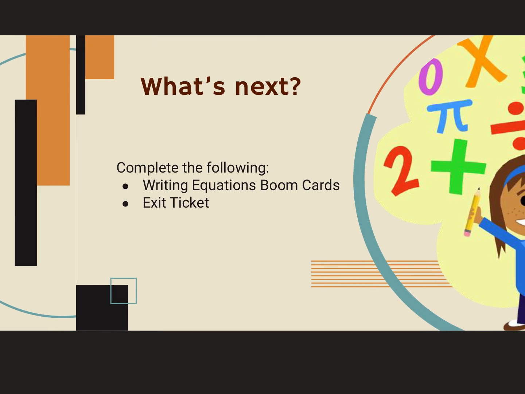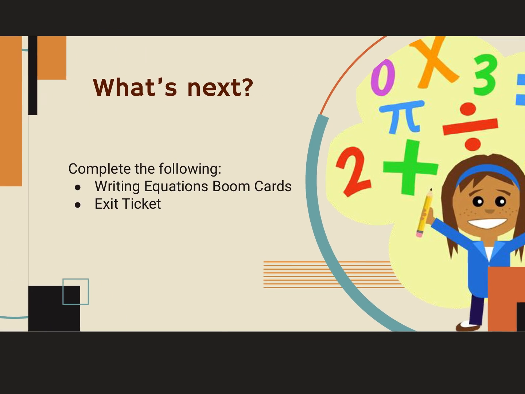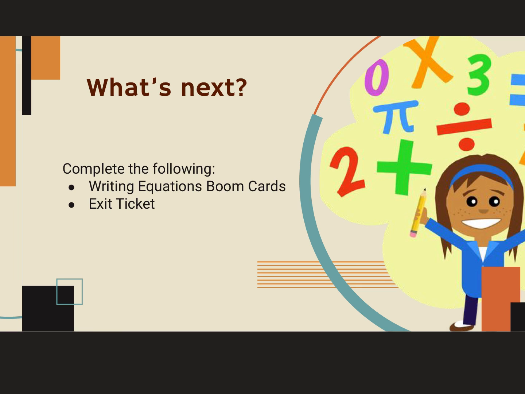All right, so what's next? I want you to complete the writing equations boom cards activity, where you'll be writing equations given slope and y-intercept, given slope and a point, given a graph, and given 2 points. Once you are done with the boom cards, then you are going to complete the exit ticket. But before you leave this video, I want you to summarize what you've learned from this lesson.